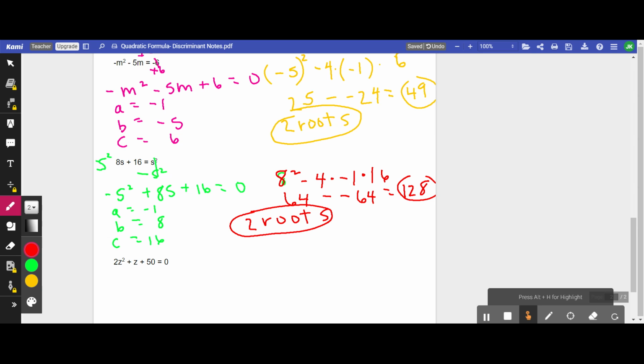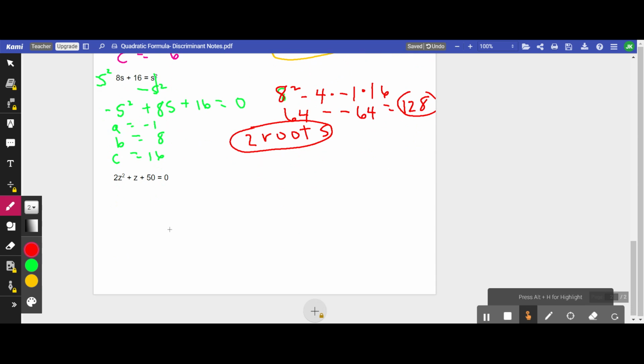And then for your last one there, all your terms are on the same side. So you can go ahead and label them as A, B, and C. Your A is the coefficient for your x squared terms. Here we have 2, so here will be 2 for your A. And then B is the coefficient of your x term, so 1. And then your C will be 50. And then you can sub them in.